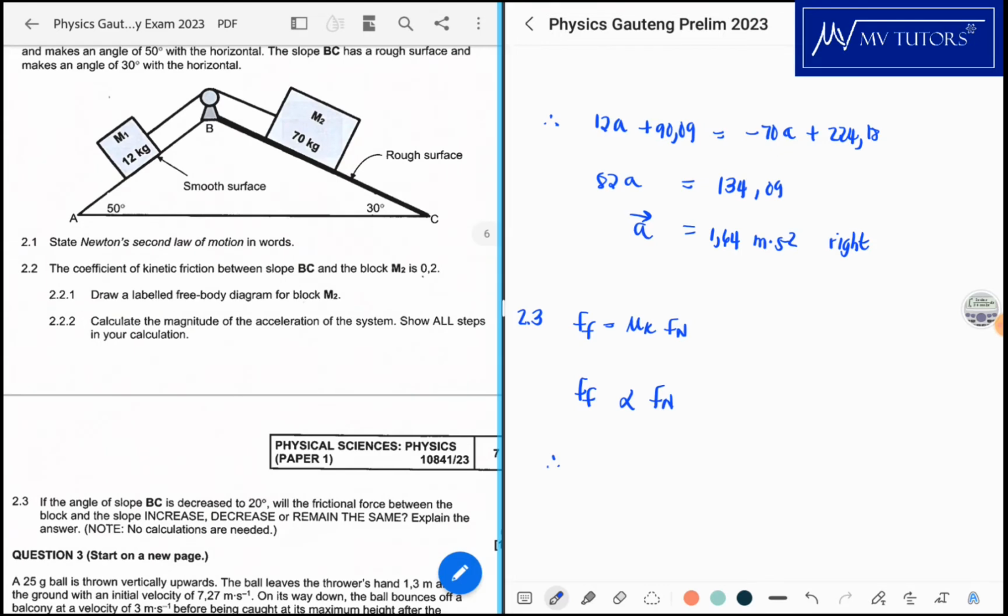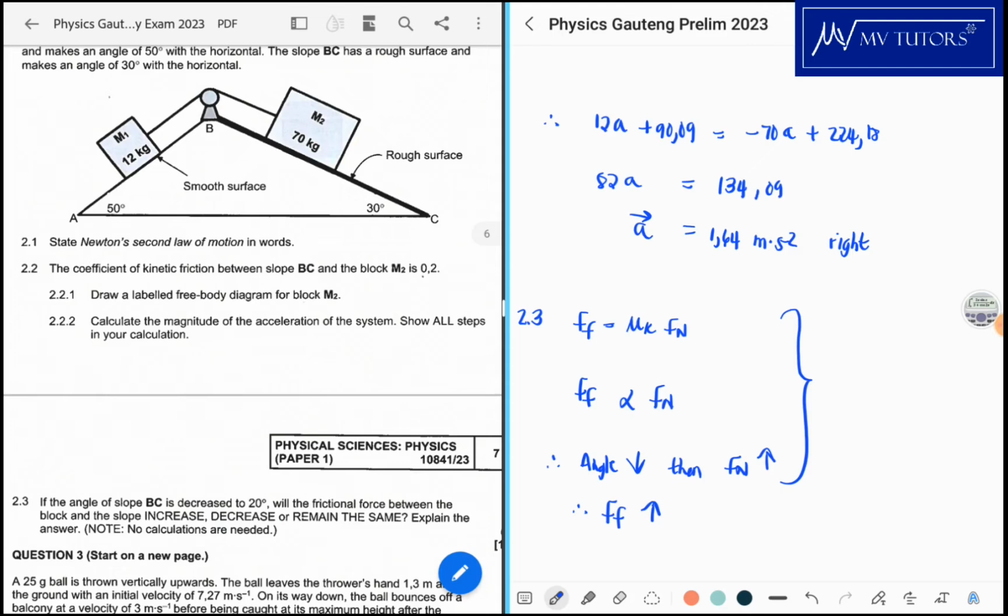So now, if the angle of the slope decreases, okay? So if the angle decreases, what do I say? I'm just going to write it down. So if the angle of the slope decreases, then your normal force is going to increase. And if that increases, therefore it means that the frictional force will also increase. So your answer is increase, and then you can explain all of this.